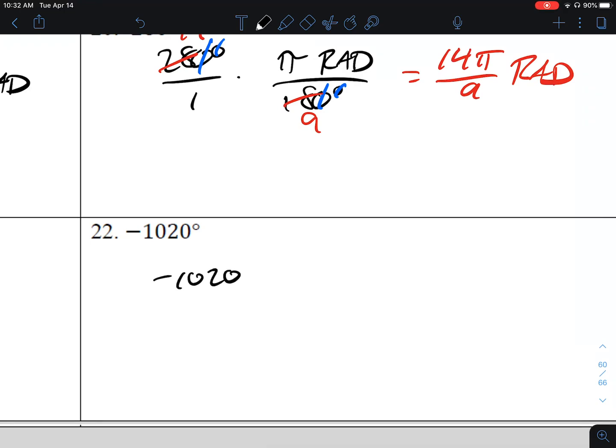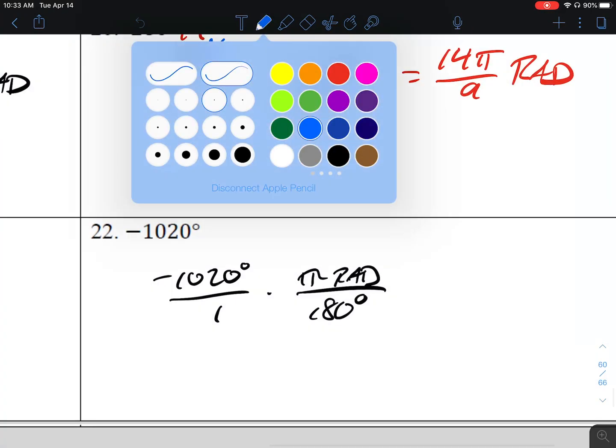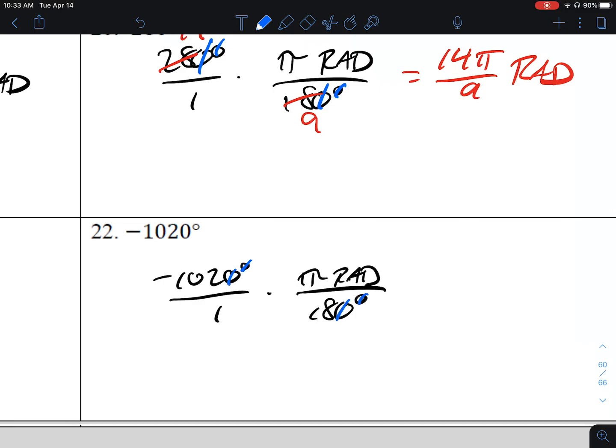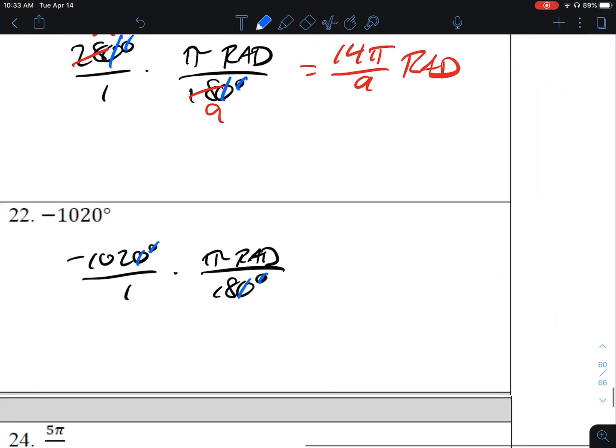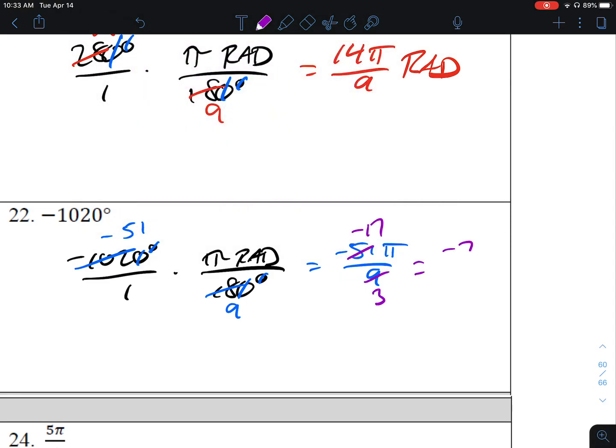22, we got negative 1020 degrees. Going to multiply it by pi radians over 180 degrees. We can divide the top and bottom by degrees and 10. 102 and 18, we can divide both of those by 2. You get negative 51 over 9. And I can divide both of those by 3 and get negative 17 thirds pi.